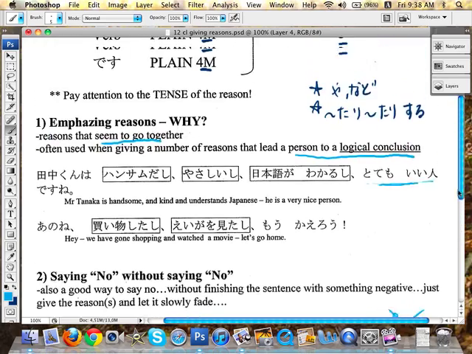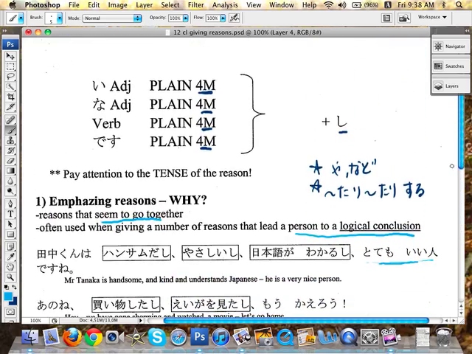So, if you take advantage of the plain form in any one of the forms and add shi, you can put 1 or 2 or 3 reasons together to lead someone to an understanding of why something is going to happen.